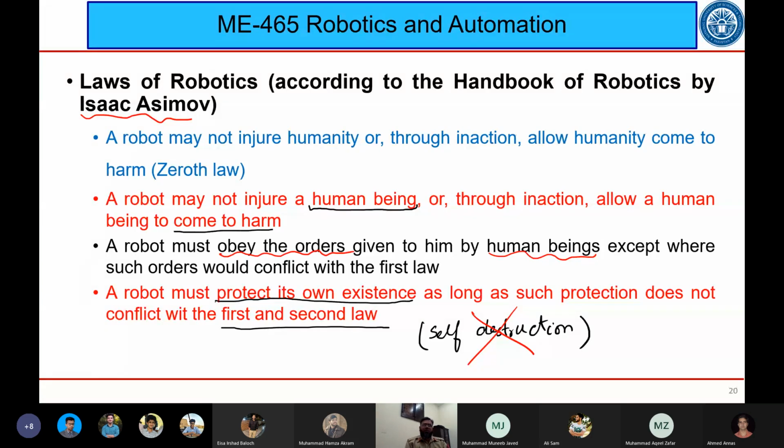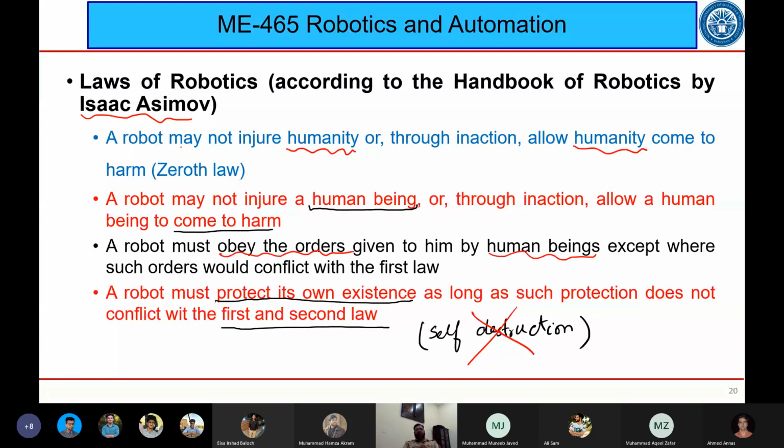इसके ऊपर देन लोगों ने कुछ और बातचीत शुरू की, एंड दे केम विद अनदर डेफिनेशन व्हिच इज कॉल्ड अ जीरोथ लॉ. ये जो ब्लू में आपको नजर आ रहा है कि अ रोबोट मे नॉट इंजर ह्यूमैनिटी. यहाँ पे उन्होंने थोड़ा सा ह्यूमन बीइंग को चेंज किया विद द वर्ड ह्यूमैनिटी, एंड थ्रू एन एक्शन अलाउ ह्यूमैनिटी टू कम टू हार्म.